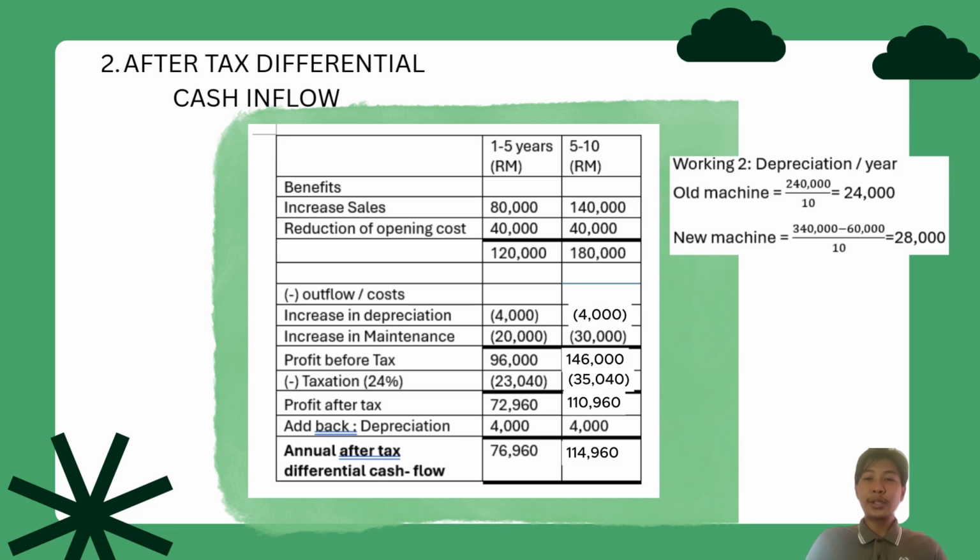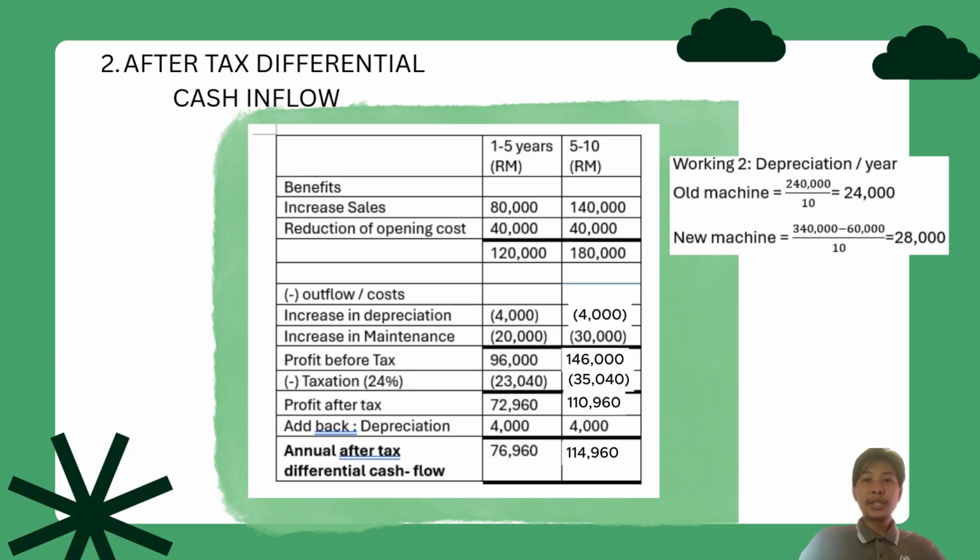Next, we deduct additional costs. Depreciation increased by 4,000 for the first 5 years and 28,000 for years 5 to 10. Maintenance costs increased by 20,000 ringgit and 30,000 ringgit respectively. After deducting these costs, the profit before tax is RM96,000 for years 1 to 5 and 120,000 for years 5 to 10. After applying 24% tax rate, profit after tax became 72,960 and RM92,720 ringgit.